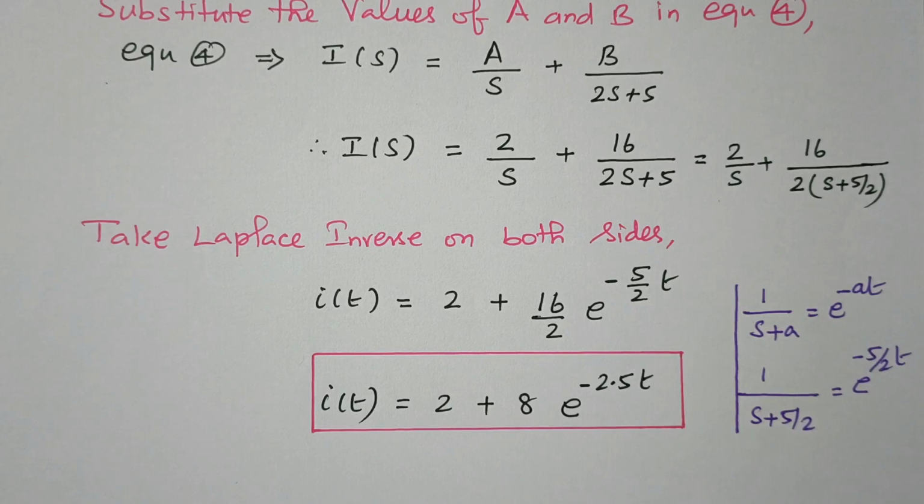So in this video, we discussed the solved problem based on the RL circuit, DC transient response of RL circuit. We calculated the circuit current I of t in terms of the time by taking the inverse Laplace.